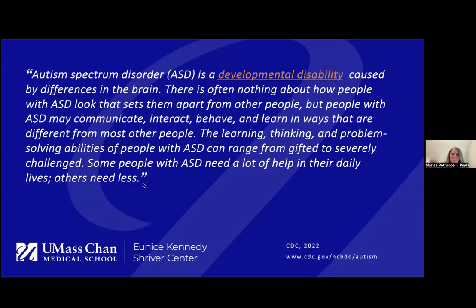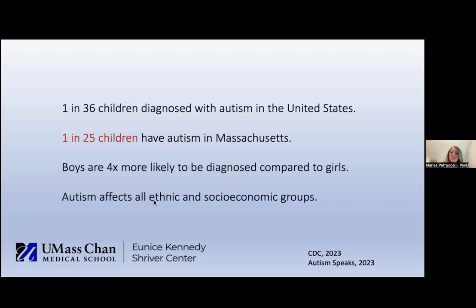It can be helpful to set us up. Before we begin and dive right into diagnostic criteria, it's always good to set the stage for where we are in terms of the prevalence. 1 in 36 children, according to the most recent information that we have on prevalence, is diagnosed with autism in the US, and 1 in 25 children in Massachusetts. Boys are still close to 4 times more likely to be diagnosed, and autism affects all ethnic and socioeconomic groups.